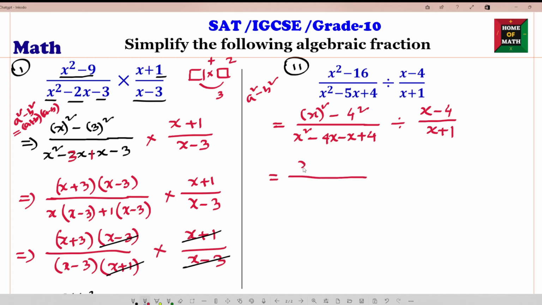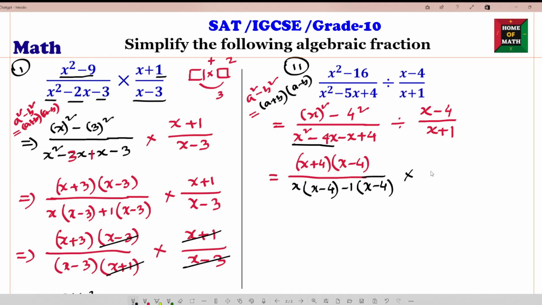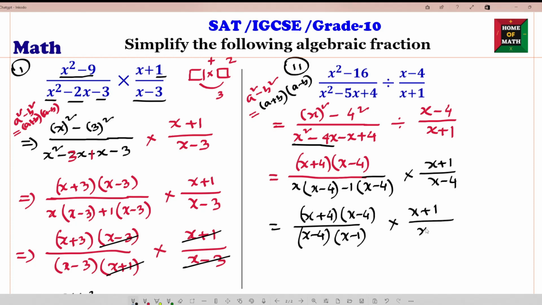Divided by x minus 4 divided by x plus 1. So now we can write x plus 4 times x minus 4, because we know a squared minus b squared means a plus b times a minus b. And in the denominator we can take x common, so x minus 4 minus 1 common, again x minus 4. And this division we can write as a multiplication sign, so the fraction is flipped: x plus 1 divided by x minus 4. Now here is x plus 4 times x minus 4, and divided by x minus 4 common, so x minus 1, times x plus 1 divided by x minus 4.